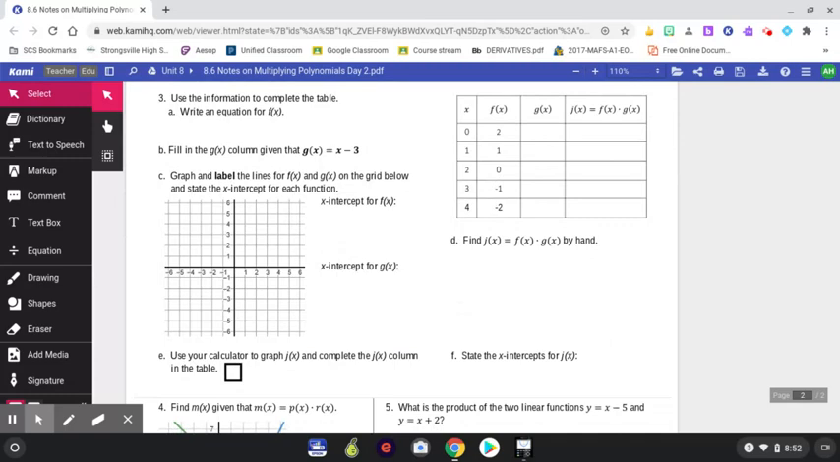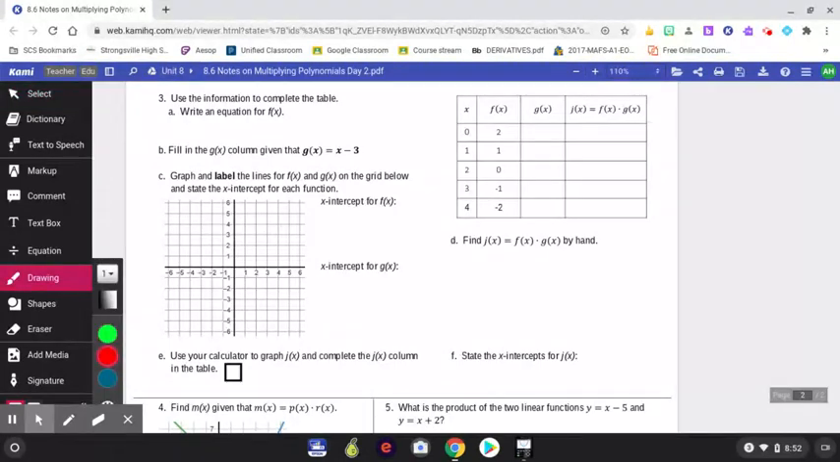Problem 3 says, use the information to complete the table. Write an equation for f of x. Okay, so remember, when we ask you to write an equation, we're in that y equals mx plus b form, and slope is that change in y over change in x. And we've talked in class about looking for patterns in your table. When I look at this table for f of x, it looks like I'm subtracting 1 each time.